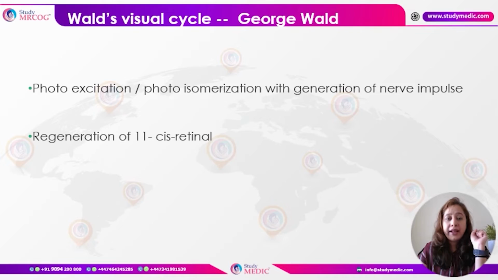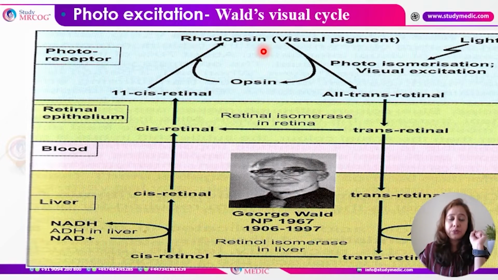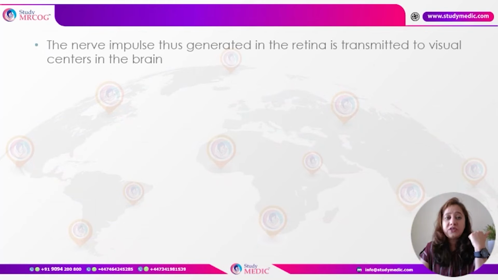And what exactly happens in this photoexcitation process? There is a visual pigment in the retina called rhodopsin, made up of cis retinal and the opsin. This photoexcitation will break down the rhodopsin to release opsin and all-trans retinal. This all-trans retinal will go to blood and liver. It is transformed to the cis form, and it goes back to the epithelium, and it will form the conjugated protein called rhodopsin. This whole time taken for the retina to develop, especially the rods, is the dark adaptation time.